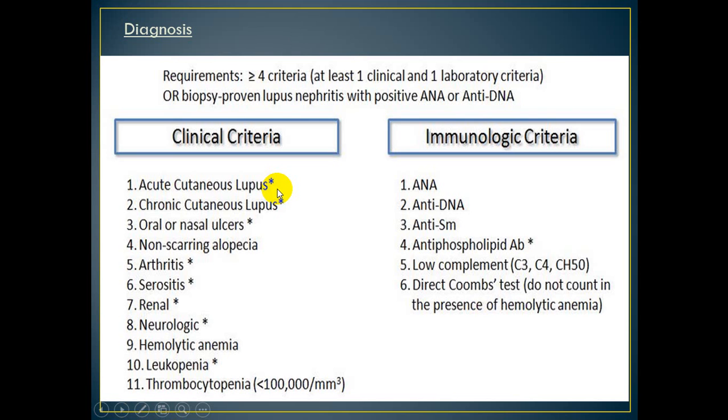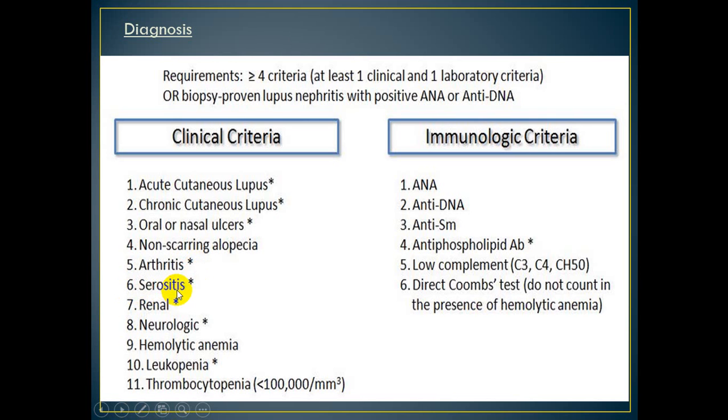Oral or nasal ulcers. Because they are painless, many patients do not report these ulcers. So in each patient in whom we suspect SLE, we should actively look for ulcers because they are painless. Number 4, non-scarring alopecia, which is generalized alopecia. Number 5, arthritis, which should be non-erosive, involving 2 or more peripheral joints, and characterized by tenderness, swelling, and or effusion.